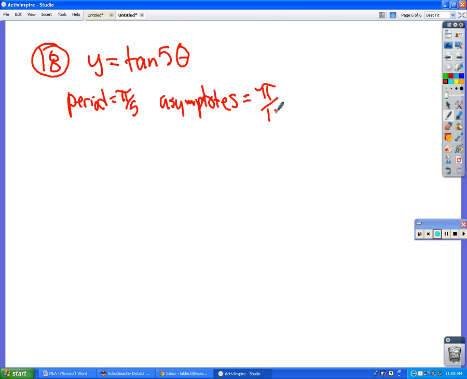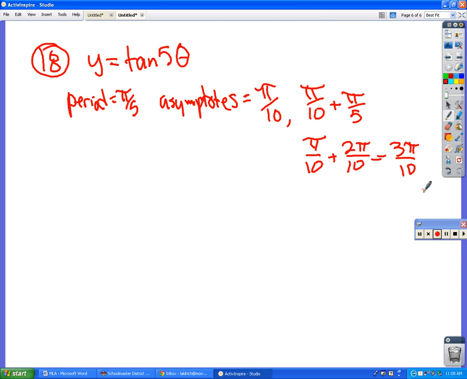And then the next one is going to be at where the first one is plus one cycle. So pi over 10 plus pi over 5, which, since everybody loves fractions so much, is pi over 10 plus 2 pi over 10, which is 3 pi over 10. You don't get the fraction adding? That is not at all the answer. It's what you're talking about.